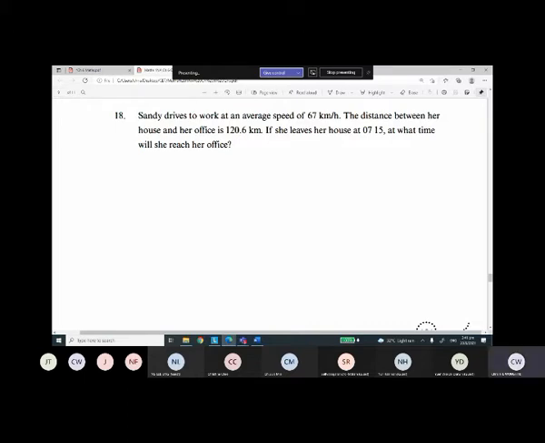Sandy drives to work at an average speed of 67 kilometers an hour. The distance between her house and the office is 120.6 kilometers. If she leaves her house at 0715, that is 7:15 in the morning, what time will she reach her office? You have to find the time, and then you add it to the time that they give you here, and then you'll know what time she reaches the office.